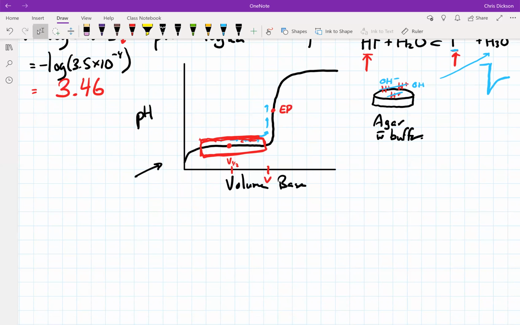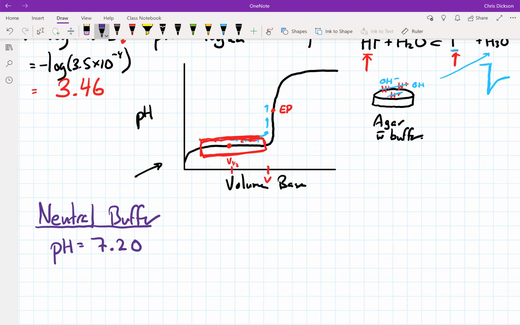Which buffer do you think you could pick here that would maintain the pH at an almost neutral buffer solution? It's not perfectly neutral, but let's say you were trying really hard and you want your buffer to buffer around 7.2. So you want the pH to be approximately 7.2. You may not be able to get exactly there, but I want you to pause the video and see if you can figure out which chemicals you should use to do that. I'll write the question down.